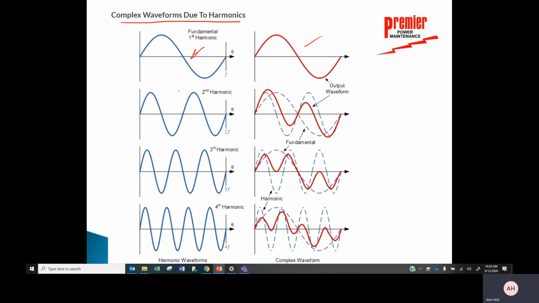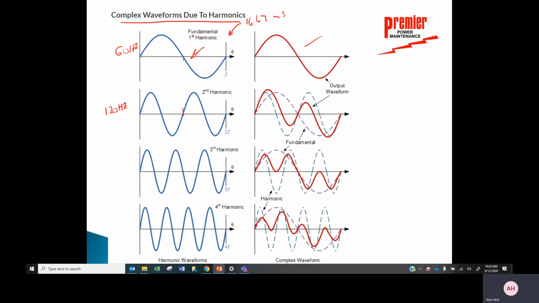But now I have some second harmonic. So if this is 60 hertz, then the second harmonic would be 120 hertz, twice that. So you can see that I have 2 complete cycles for the same time frame, okay? So it's going up and down twice for one time period, which in my world is 16.67 milliseconds. So this is what's happening, going twice as fast.